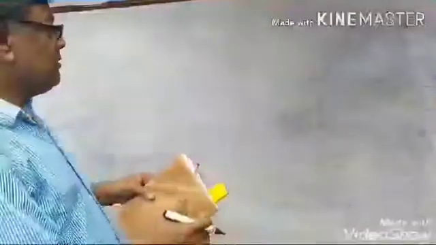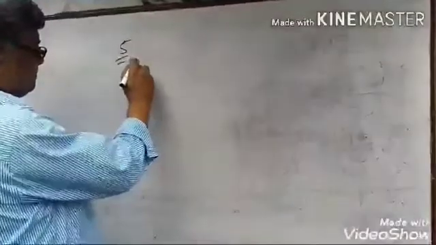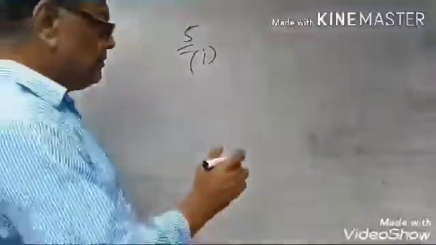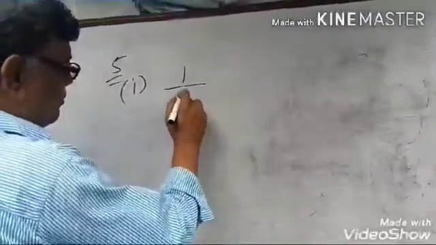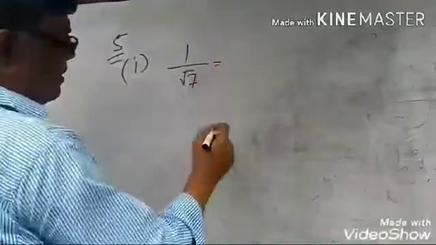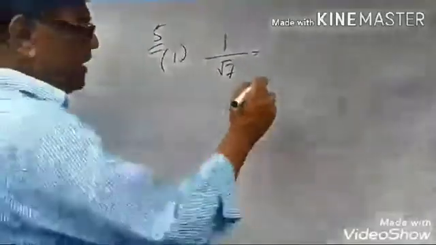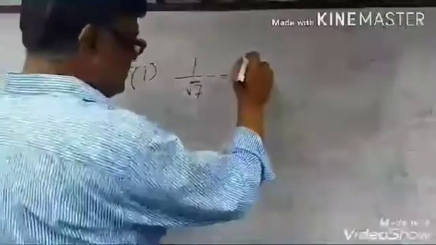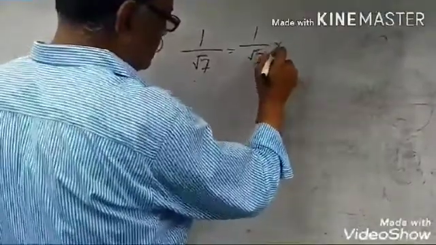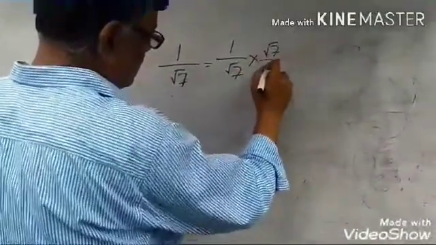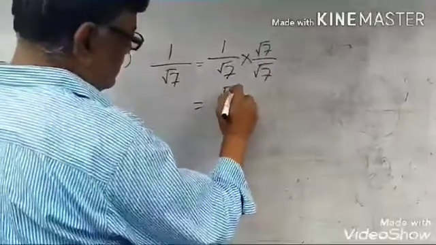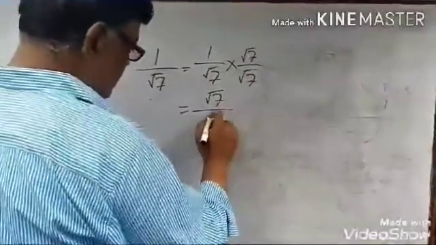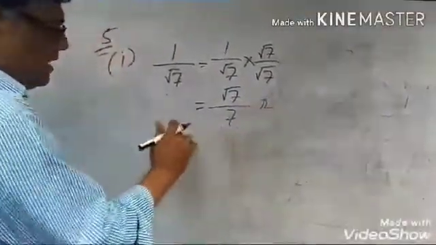Okay. Question number 5.1. Rationalize the denominator of the following. First one, question 1 by under root of 7. Now we multiply the numerator and denominator by under root of 7. Root 7 multiplied by root 7 equals 7. The denominator is the rationalized form.